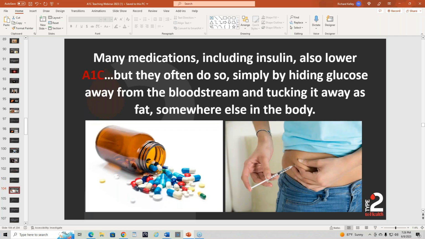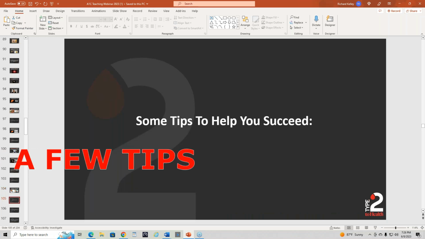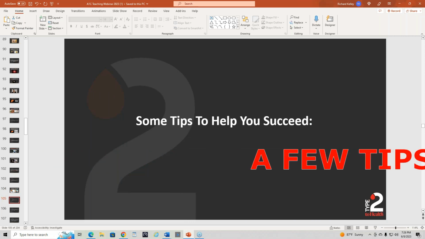And so many medications, including insulin, also lower A1C, but they often do so simply by hiding glucose away from the bloodstream and tucking it away as fat somewhere else in the body. And so I want to talk to you about some tips that may help you be successful doing this and getting your A1C down.